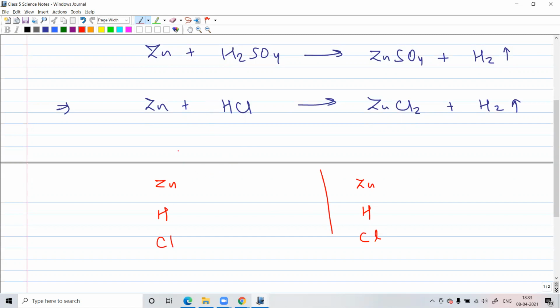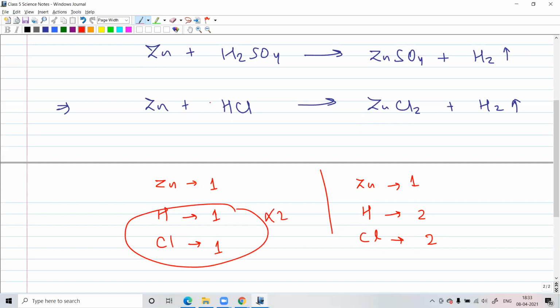But let's start from the beginning. How many atoms of zinc are there already? 1. Hydrogen also 1. Chlorine also 1. Everything is 1 here. What about this side? Zinc is 1. Hydrogen is 2 and chlorine is also 2. Now, how can we make this 2, 2? Zinc is already fine. Hydrogen and chlorine we can make 2 by just multiplying a 2 over here. Now it is completely balanced.